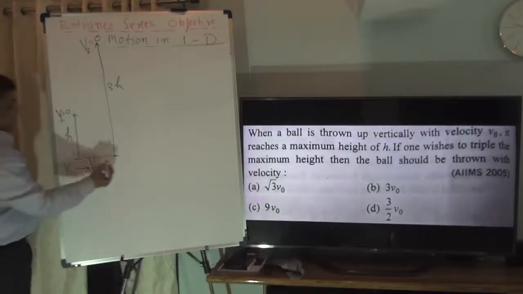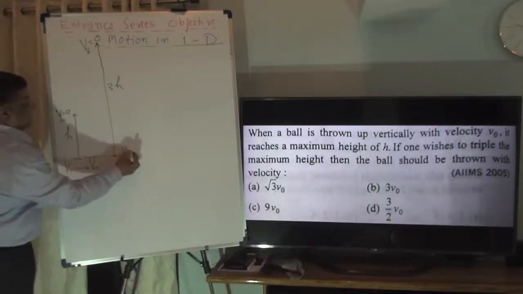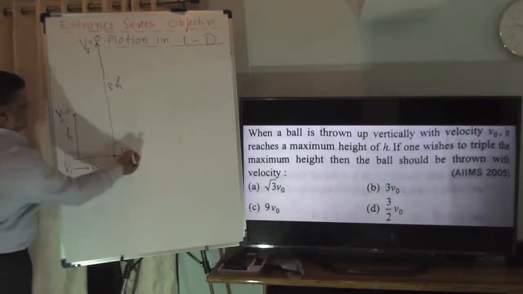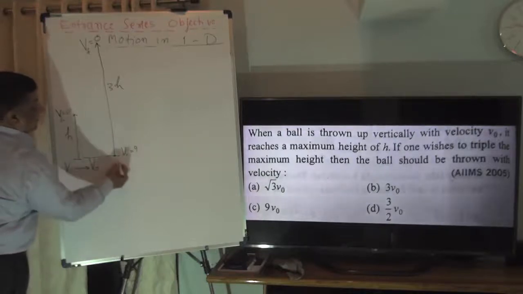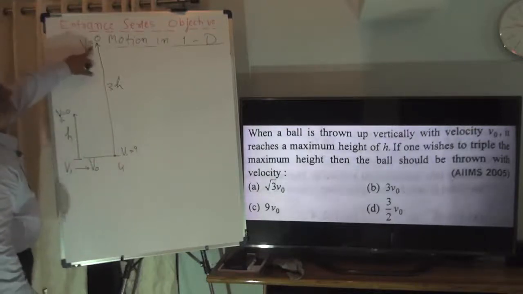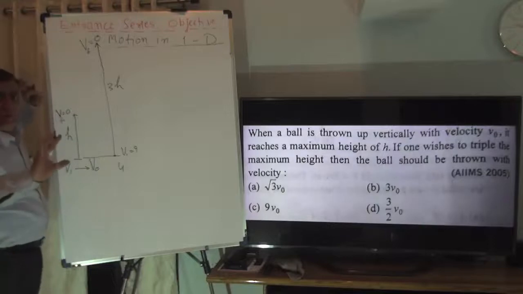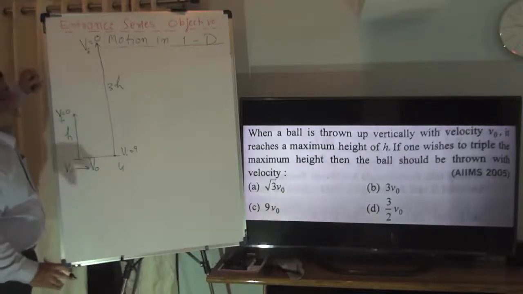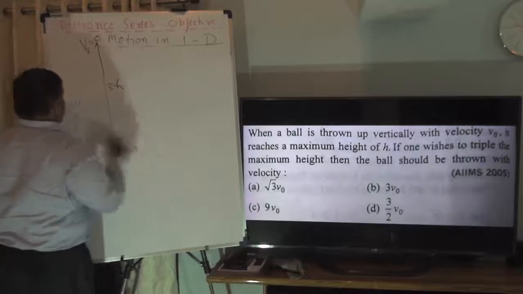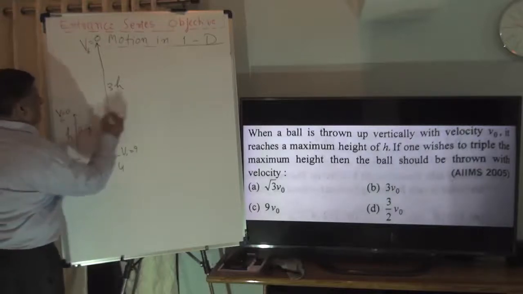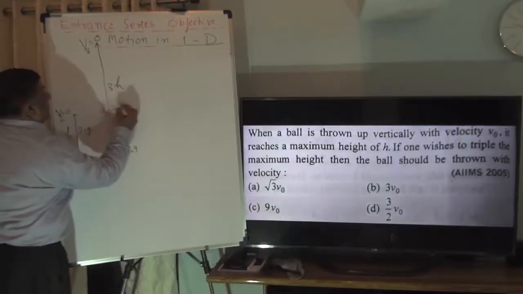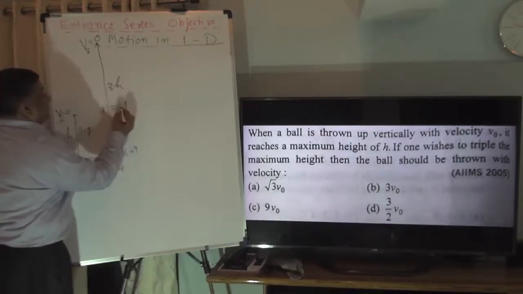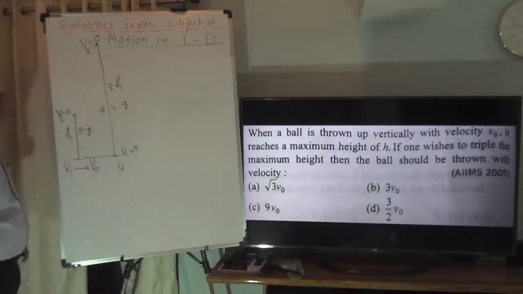So what we have to find out is the initial velocity here. Now initial velocity, we call it u. This is final velocity, it's always 0. And this is distance. Do we have any relation? Yes. Everywhere a is equal to what? G. A is equal to G. If it is downward, we will write it minus G. Okay.